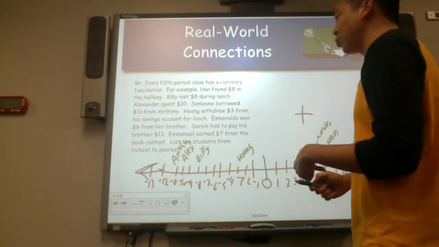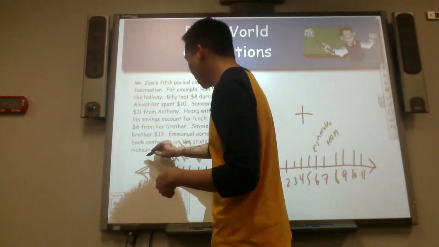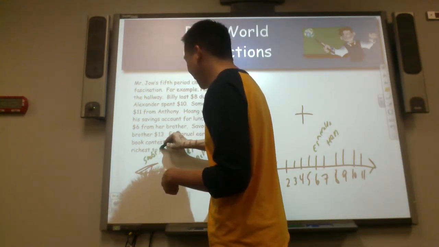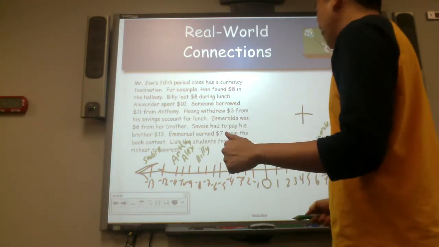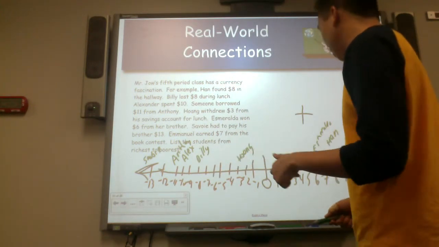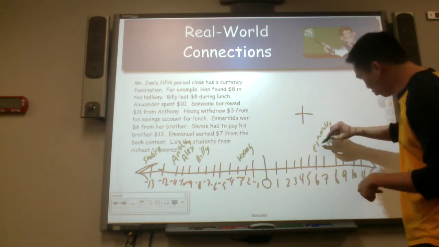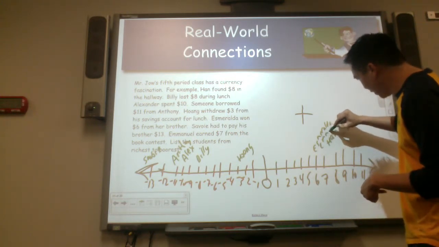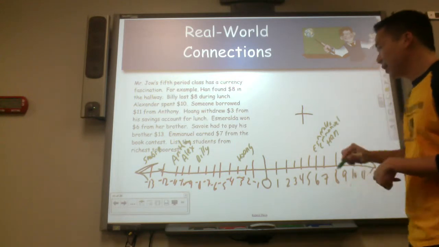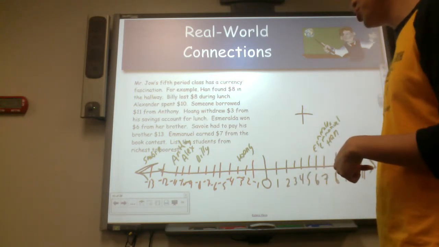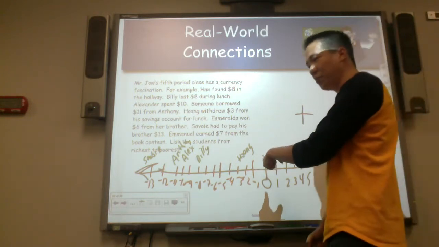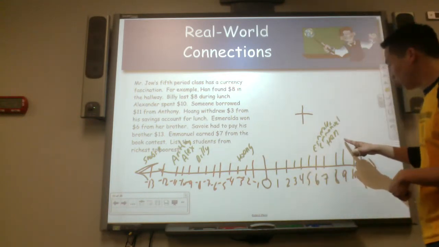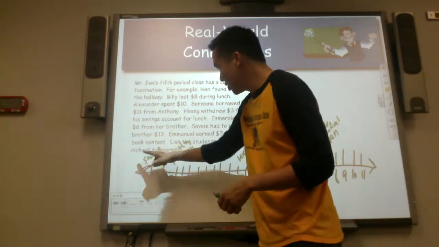Savoy had to pay his brother $13. So that means Savoy must be down here at the end of this number line. But the number line goes on forever. Emmanuel earned $7 from the book contest. So Emmanuel goes right between Han and Esmeralda. And that's it. So list the students from richest to poorest. Hey, it's already done. That's why I drew a number line. Han is the richest and Savoy is the poorest.